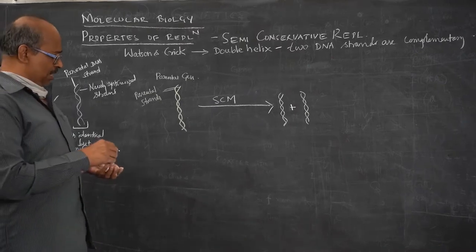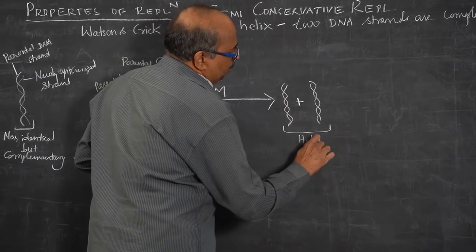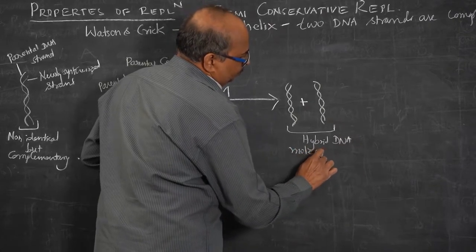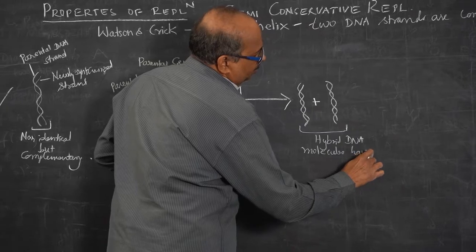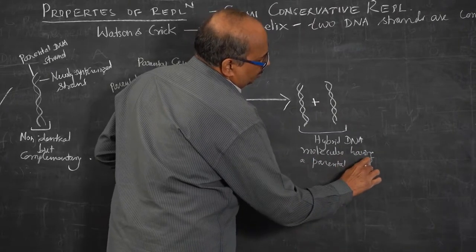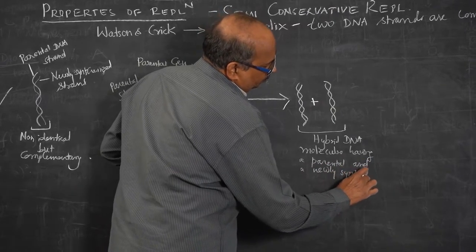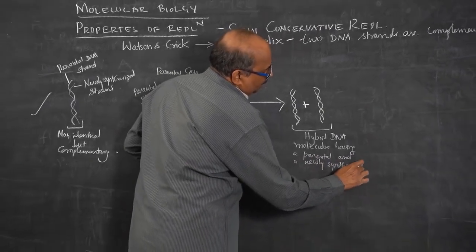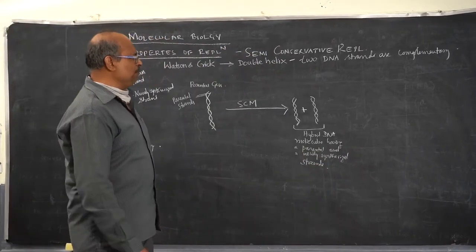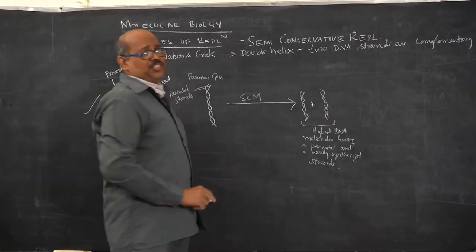So you can see the hybrid DNA molecules having a parental and a newly synthesized strand. So that means you have your original always with the newly synthesized one.